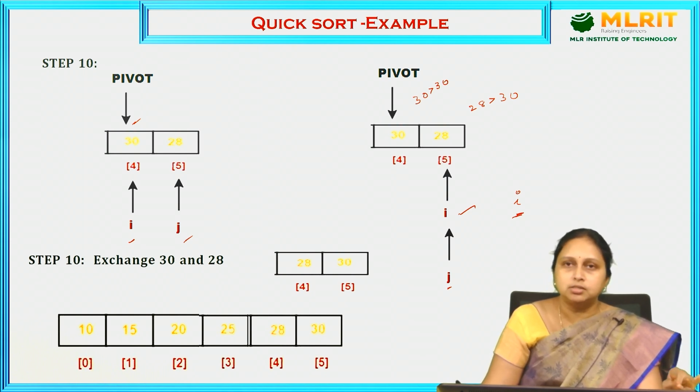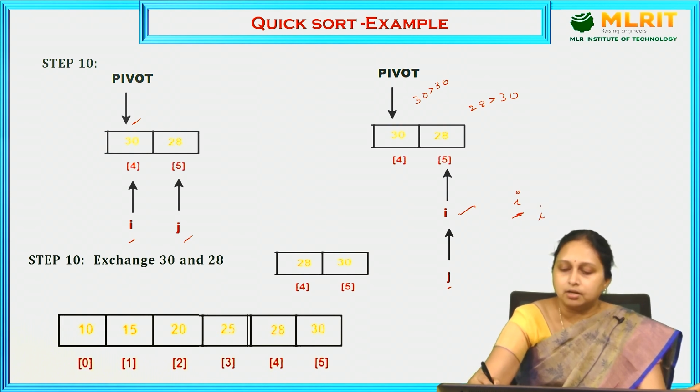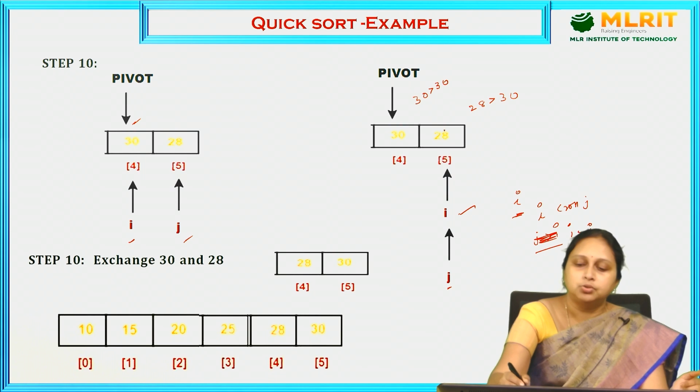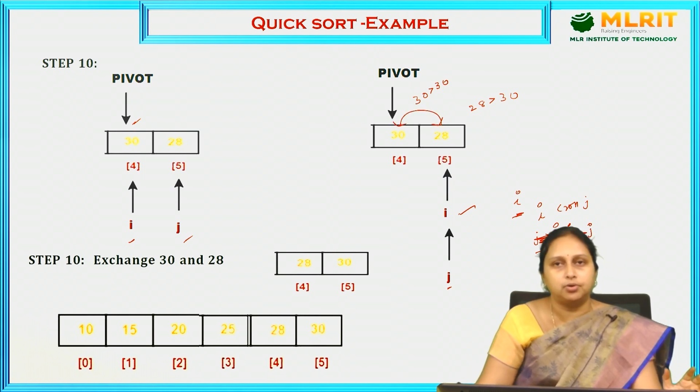Because of this, what do we need to do? We need I to cross J. I crosses J, because of that I is greater than J. This condition is satisfied here. Because of this case, we are going to swap A of J and A of pivot. So we are going to swap these two elements, that is, 28 and 30 are going to be swapped.